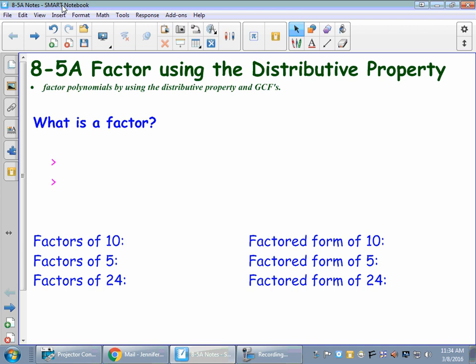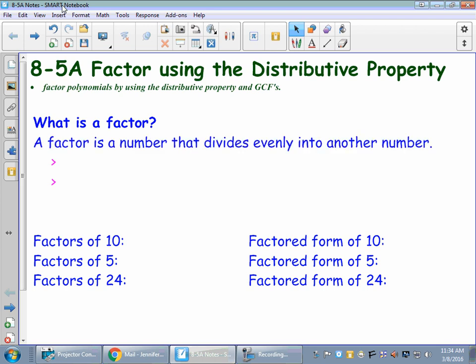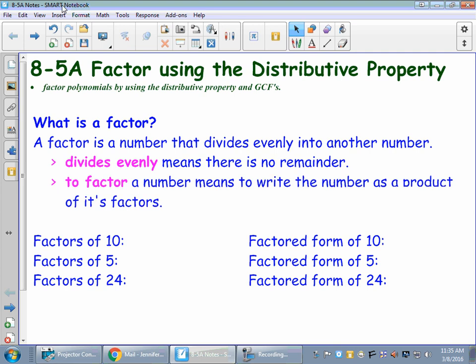So I'd just like to start off with what a factor is. A factor is a number that divides evenly into another number. Divides evenly, just to clarify, means that there is no remainder. If we were to actually do some long division, it wouldn't be a decimal, there wouldn't be any remainder, there wouldn't be any fraction left over. It divides evenly.